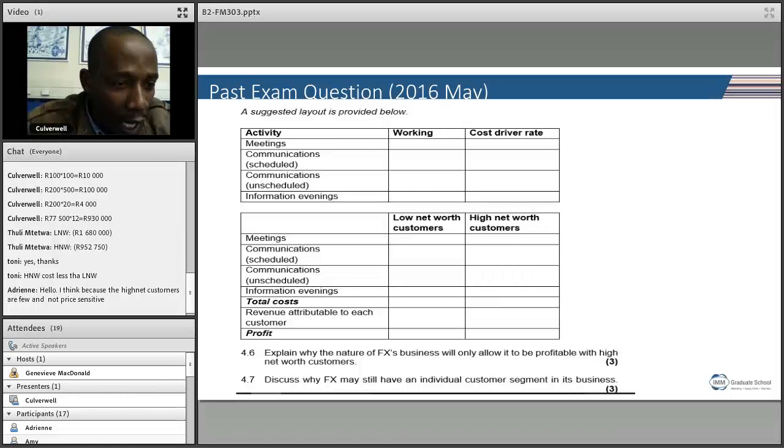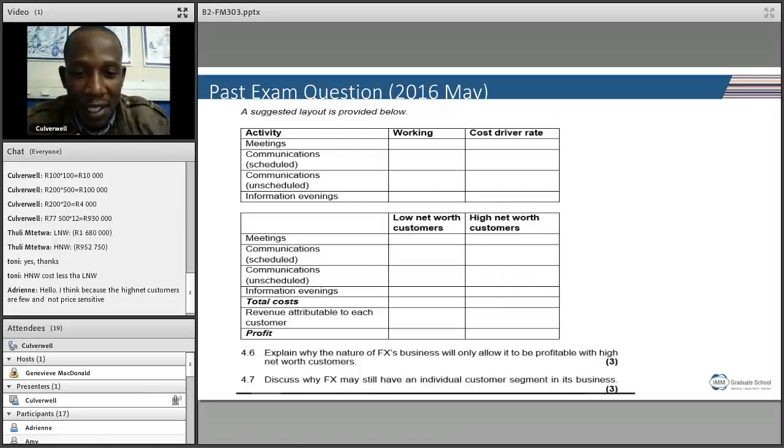So basically, okay, hello, I think because the high customers are few and not price sensitive. That's a very good point on the issue of price sensitive. Look at the number of unscheduled meetings that we had with low net worth customers. There were 500, whereas for high net worth customers there were only 20.